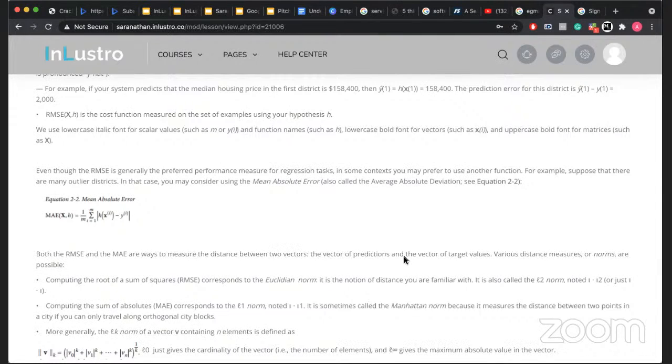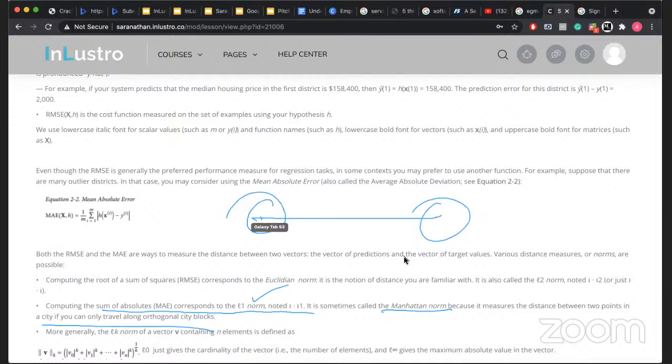Now, computing the sum of the absolute values corresponds to the L1 norm. It's called the Manhattan norm because it measures the distance between 2 points in a city. For example, say you had 2 points in a city, there's one here and there's one here. Generally, you just subtract them. There's no squaring business. That's why it's called the Manhattan norm, because it is concomitant with how you do it in the real world.